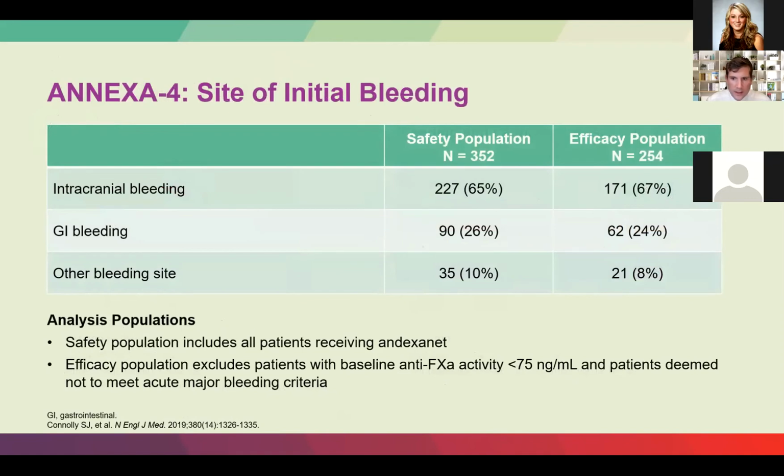As for who made up these patients, the safety population was everyone, and the efficacy population was the subset who had active factor 10A drug in their system above a certain threshold. They found that most of these patients were intracranial bleed patients. The second most common, about a quarter of them, were GI bleeds, and then 8 to 10% was the other category.